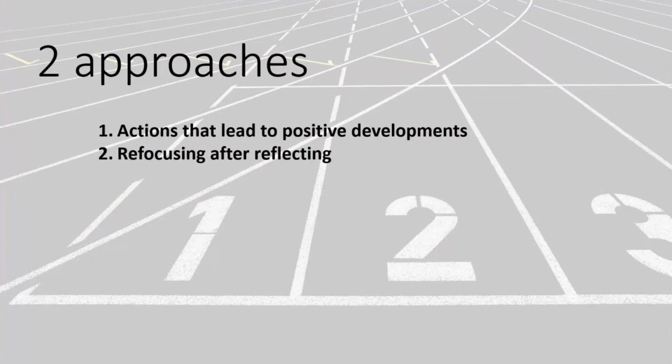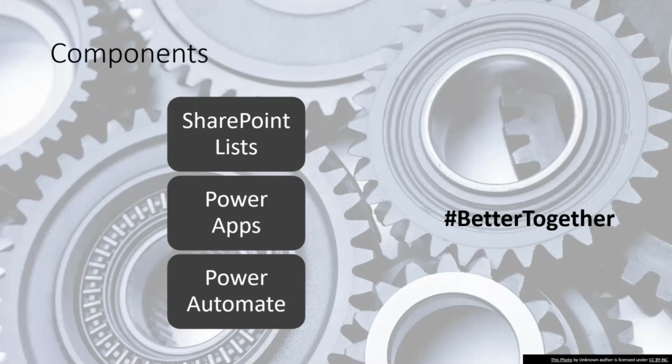One of them was to let users think that actions can actually lead to positive developments in our lives. And the other one is how can refocusing after reflecting really change our mindset about what our lives are about, what our lives are like, and what we can do with our own powers. So we all know that better together is the name of the game. So this actually relies primarily on SharePoint lists and Power Apps. There's a Power Automate that can go with it.